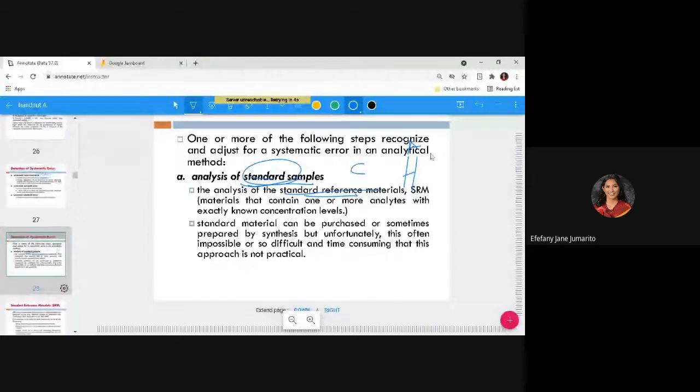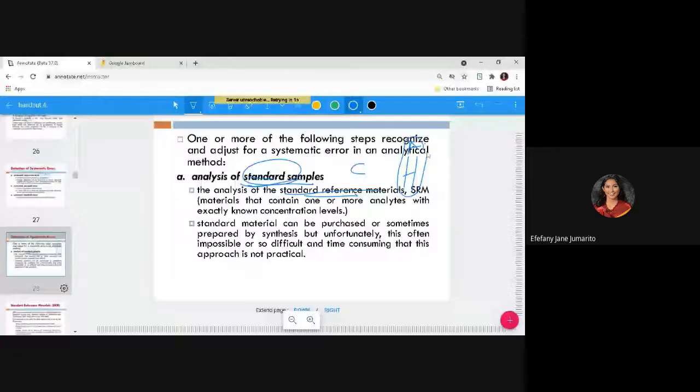So instead of treating this with the other replicates, we will compare this one to our standard reference materials. So in that case, because there's a standard already, systematic error will be detected.